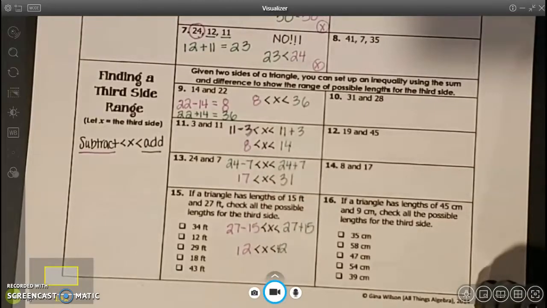Okay, that would be 34 is in that range. So we'll get 34 check. 12 is not in that range because it has to be strictly greater than 12. It can't be equal to 12. So we skip 12. 29 is in the range. 18 is in the range. And 43 is not. So you should have checked 34, 29, and 18.